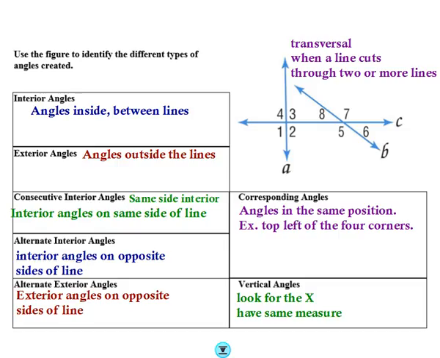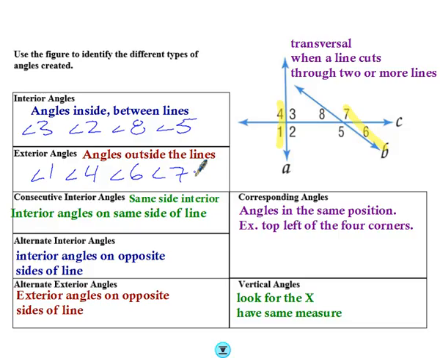We have interior angles. So in my figure, interior angles are just angles that are occurring sort of between the lines or inside the lines. So that would actually be these four angles here because they're sort of sandwiched between line A and line B. So my interior angles would be angle 3, angle 2, angle 8, and angle 5. Exterior angles are kind of the same concept, except that those angles go on the outside of the lines. They're not in between the two lines. So those would be angle 1, angle 4, angle 6, and angle 7.